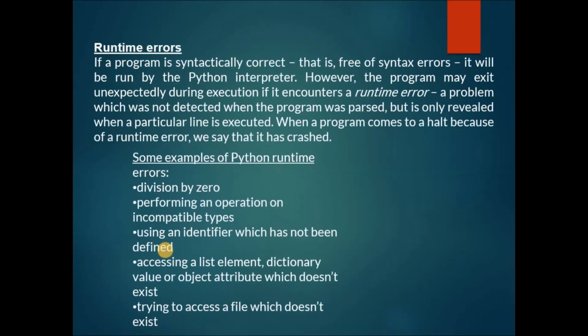And runtime error is also there. If a program is syntactically correct, that is, free of syntax error, it will be run by the Python interpreter. However, the program may exit unexpectedly during execution if it encounters a runtime error. Different types of runtime errors are division by zero, if any value you are dividing by zero, and performing an operation on incompatible types. Suppose one is a string value, a is equal to 5, and one is a numeric value, a is equal to 10. If you add this string with the number, then it is incompatible types. You can see from this list, you will understand automatically.